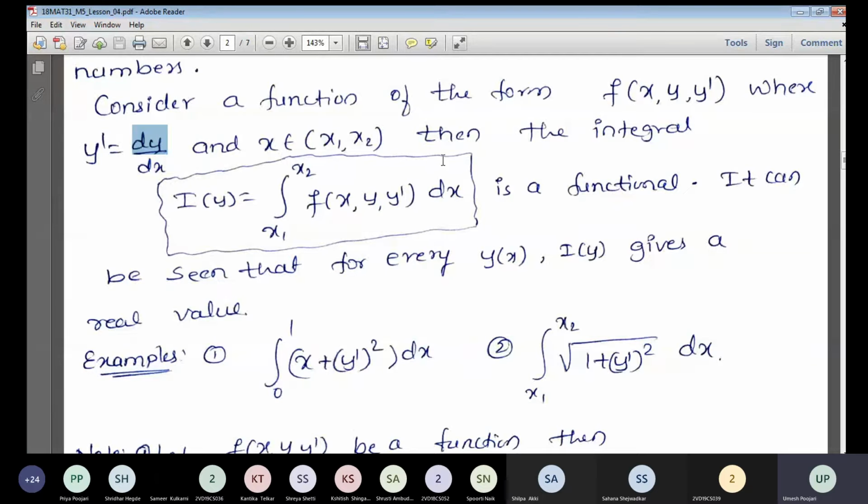So understand clearly, here x is a variable, y is also a variable, y dash is also a variable. y dash is nothing but dy by dx, the derivative of y with respect to x. The integral limit is from x1 to x2. x1 to x2 may be 0 to 1, 1 to 2, 0 to pi by 2, 0 to pi, anything. Then this type of definite integral is called a functional. Okay, this is the standard form of a definite integral or a functional.